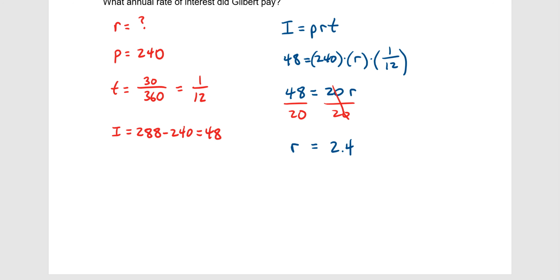And as a decimal, we have to move that 2 decimal places to the right. So we get R is 240%. We move it 2 to the right, we have to fill in a 0, so 240%, which seems like a lot.